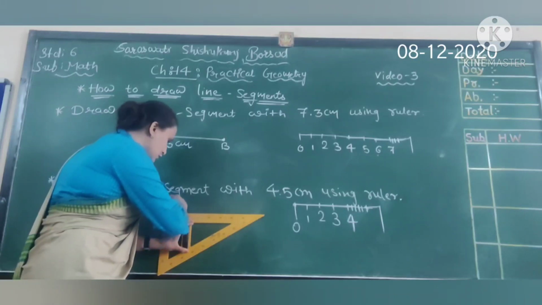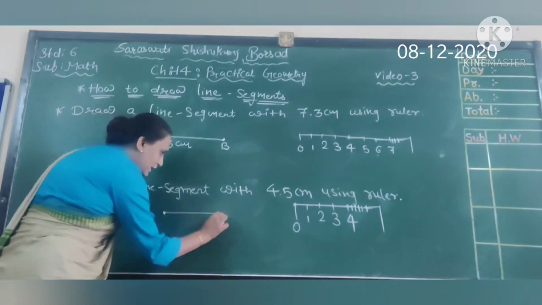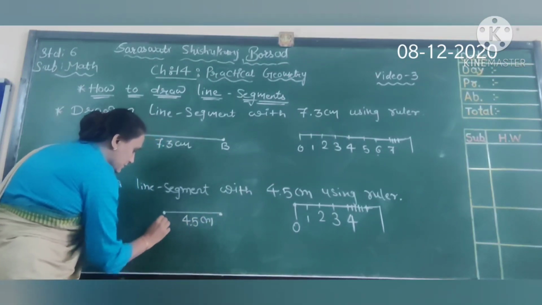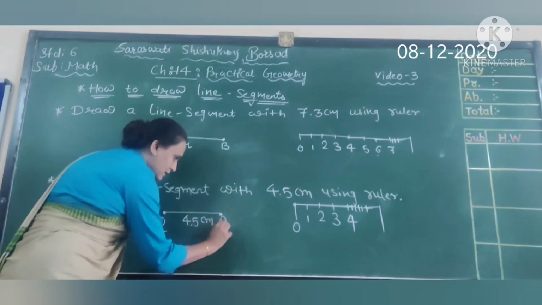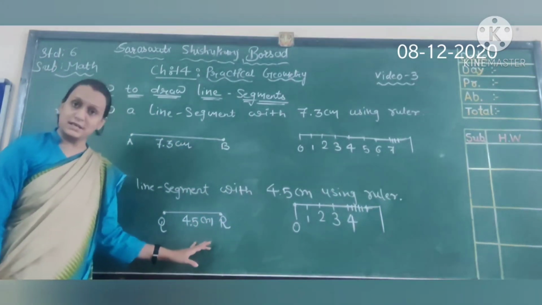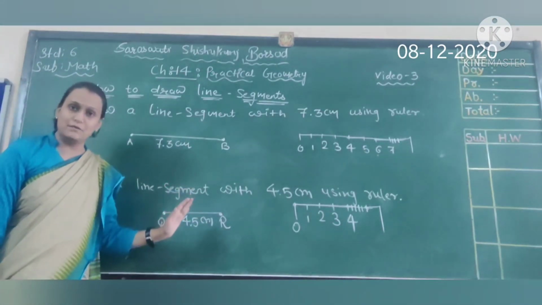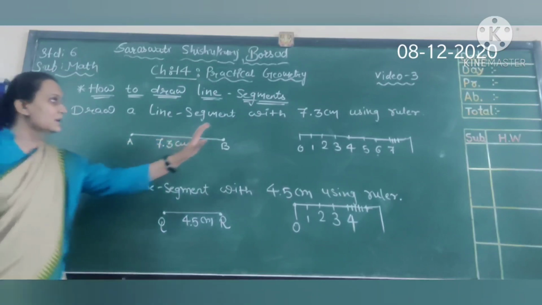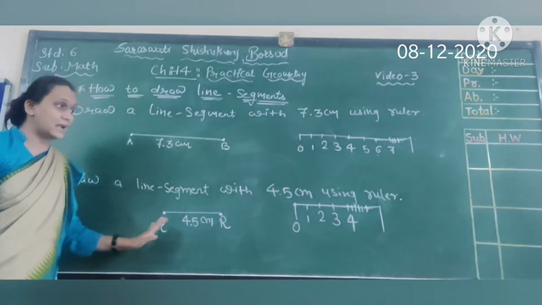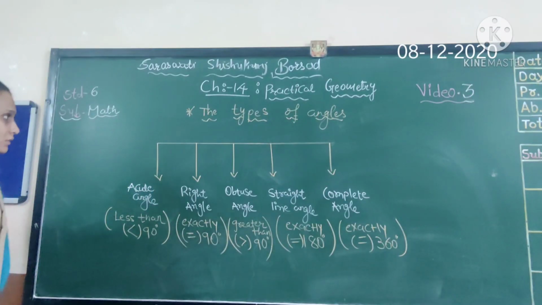So 0 to 4.5. So this much is your 4.5 cm. Let us name it as Q and R. So we can say that QR is 4.5 cm. It is so easy to draw a line segment with the help of ruler. Just take a given measurement and with the help of ruler you can draw different line segments. Okay, so this is the line segment.